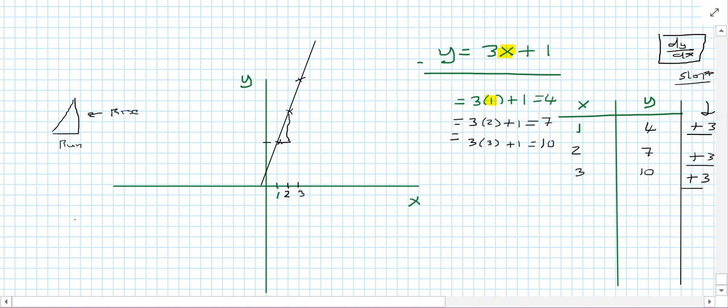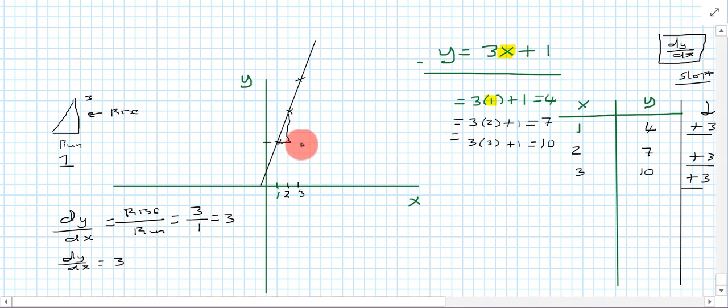And the slope then, or the dy dx, is equal to the rise divided by the run. So in this case, the run is equal to 1 and the rise is equal to 3. So therefore, in this specific example, as we go across by 1, we go up by 3. So that's 3 over 1, which is equal to 3. So the rate of change, or the dy dx, is equal to 3. This 3 here, or this rate of change, is called the slope.